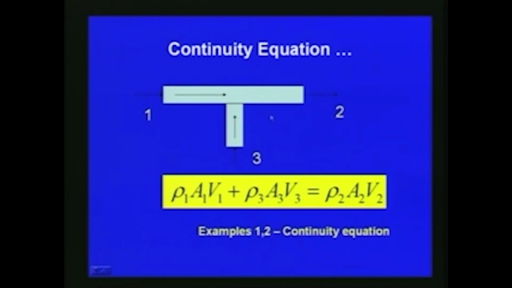So here you can see, as far as this system is concerned, there are two inflows at 1 and 3, and then there is an outflow at 2. So finally we can write rho 1 A1 V1 plus rho 3 A3 V3 is equal to rho 2 A2 V2. If the density is the same, we can write this equation as A1 V1 plus A3 V3 is equal to A2 V2. This way, with respect to the integral form of the continuity equation based upon the conservation of mass, we can derive the continuity equation for various systems.